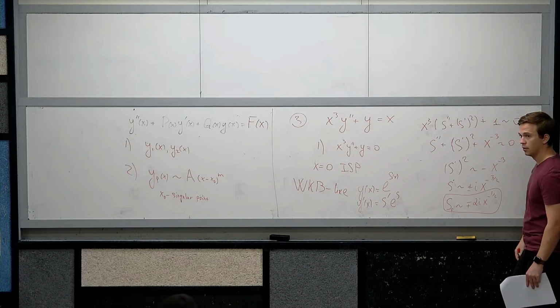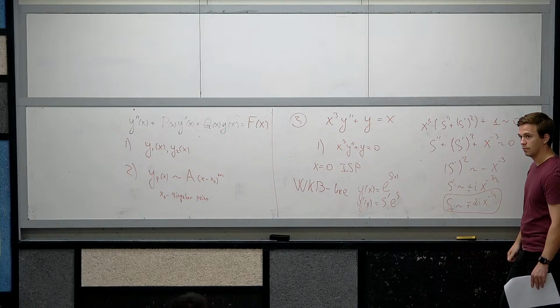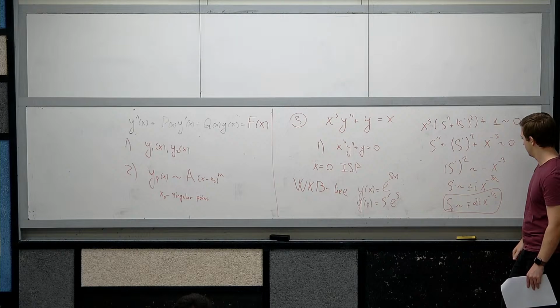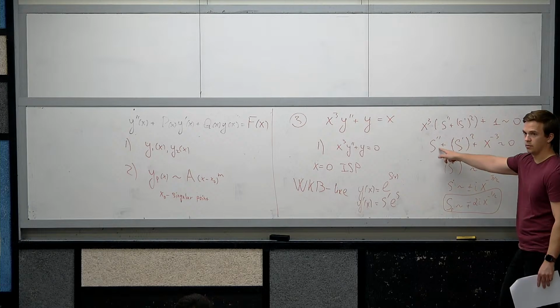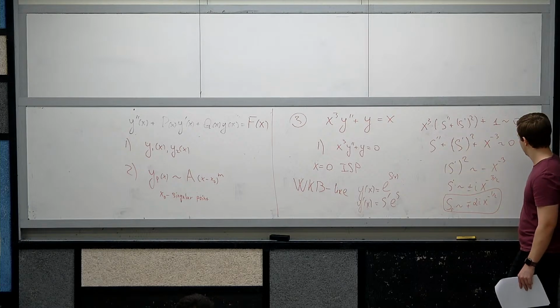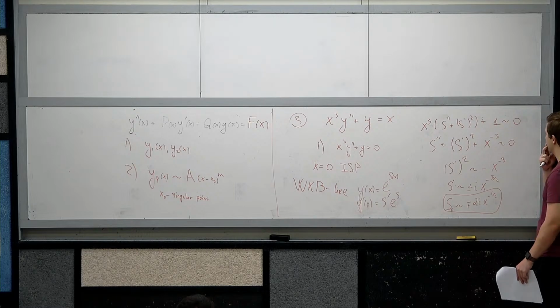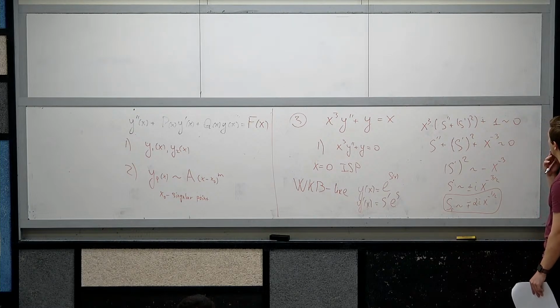Well, it's not true. At 0, we see that s double prime isn't negligible. Because it's at 0, s to the minus 5 halves blows up much faster at 0. Not at zero, it's supposed to be at infinity.